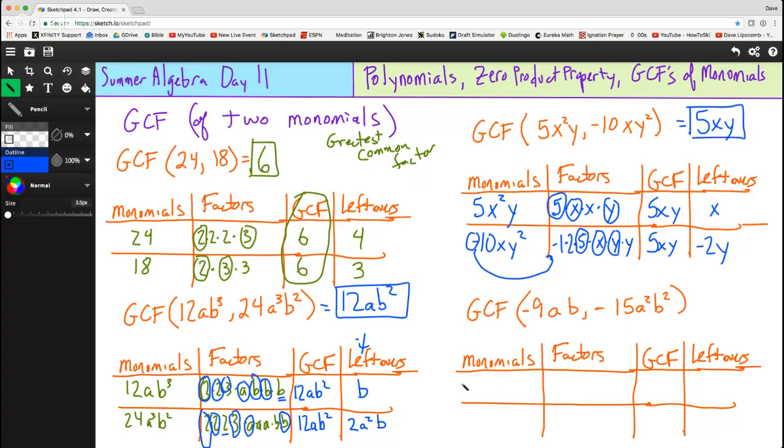Here we got -9ab, and on the bottom is -15a squared b squared. So we have -1 times 3 times 3 times a times b, and on the bottom we have -1 times 3 times 5 times a times a times b times b. So our -1s match. We have 1 3 that matches. We have 1 a that matches and 1 b that matches.